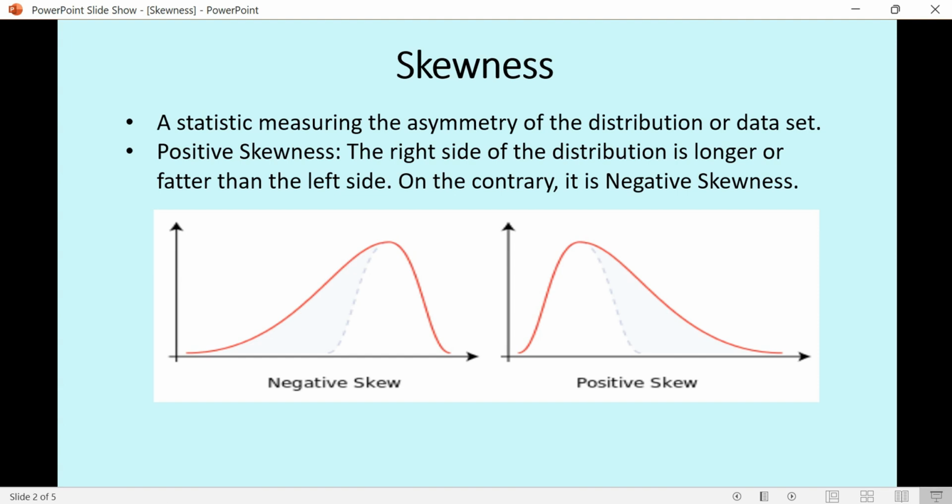But sometimes data is not symmetric and it can have this shape or the other shape. This is called positive skew because you can see this long tail on the right side, which means the data has many values toward the higher part. And this is negative skew, so the lower values of the data have a longer tail of the distribution.